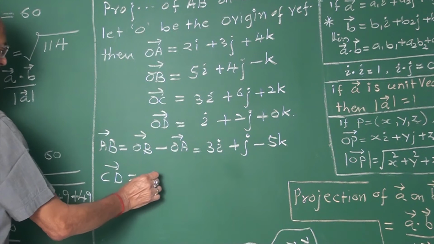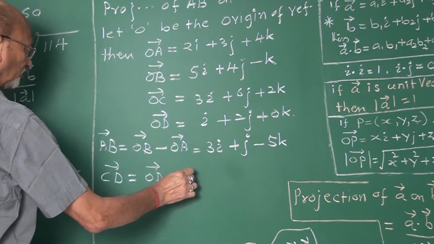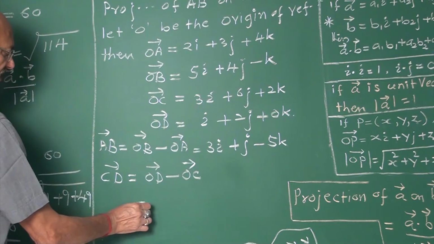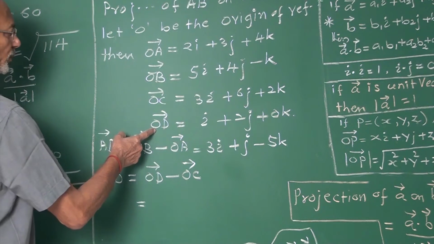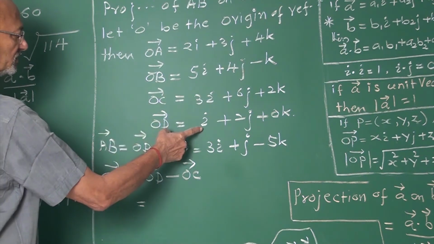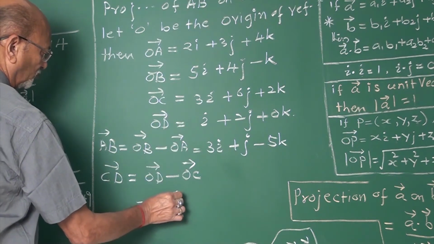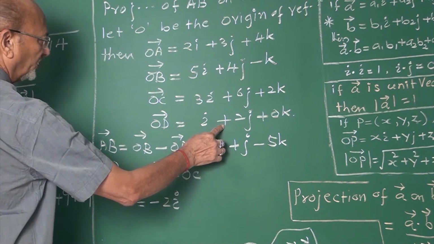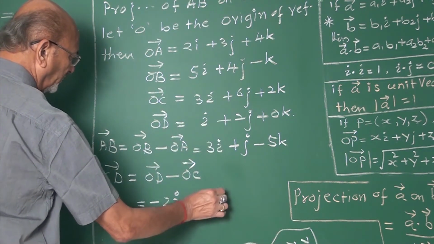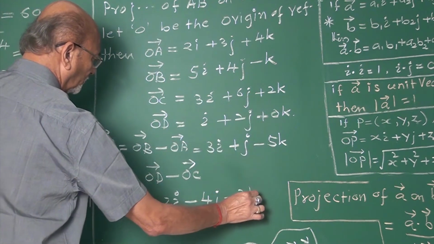Next, another vector wanted is CD. What is this? Position vector of the second point minus position vector of the first point. OD minus OC. Right. This is OD, this is OC. You wanted OD minus OC. I minus 3i, minus 2i, plus 2j minus 6j, remaining 0 minus 2k, minus 2k.